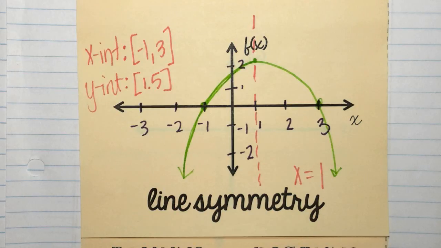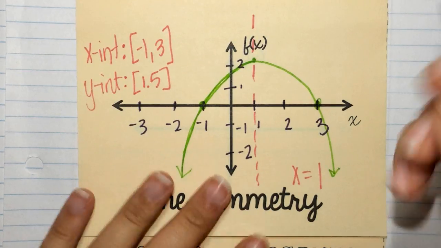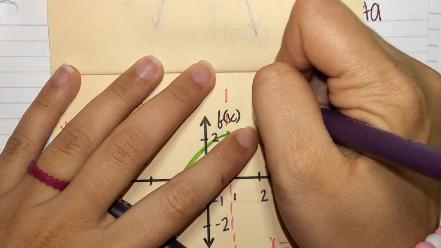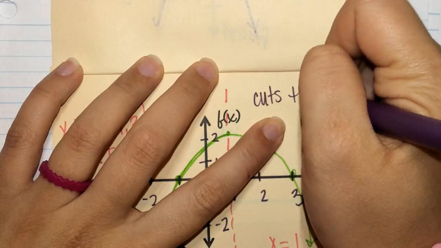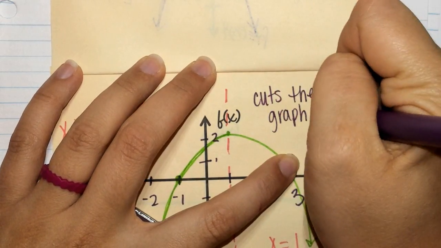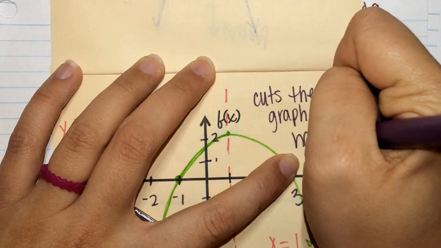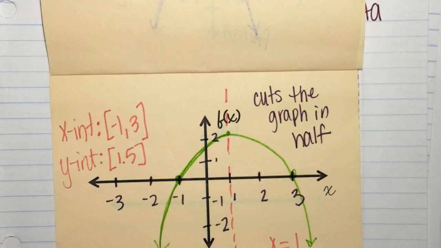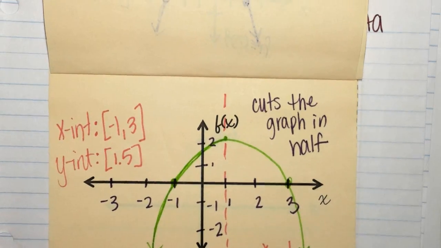Questions? Alright, so the line of symmetry cuts the graph in half. Let's make a note that says that. Cuts the graph in half. And it crosses the x-axis, just in case you didn't know that. Crosses the x-axis.